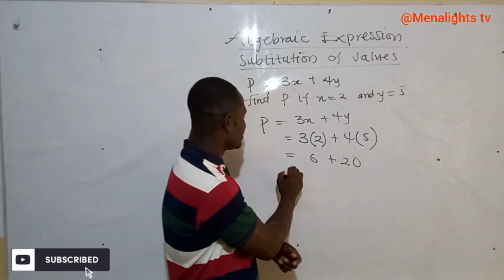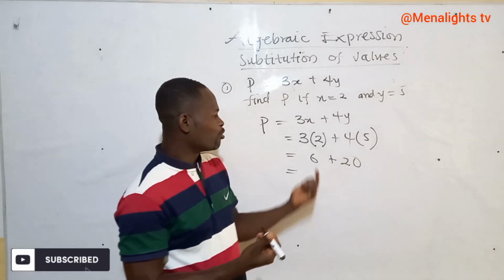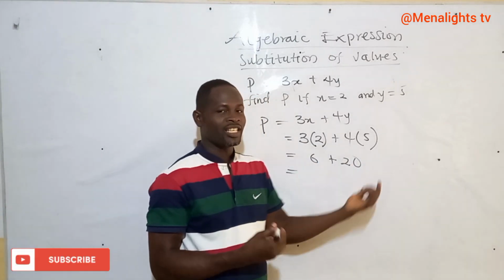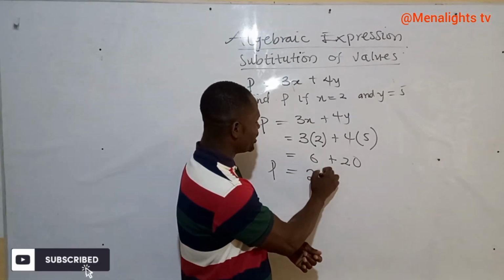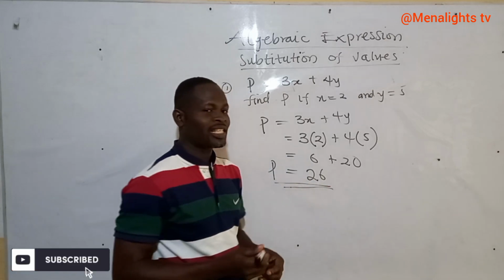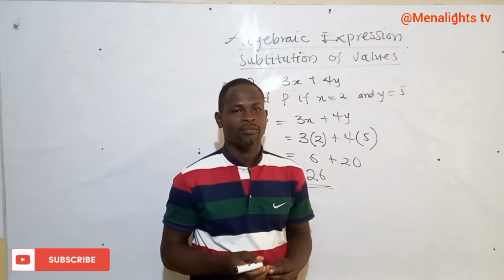So which means our p is equal to 6 plus 20, which will give us what? 26. So that means p is equal to 26. Let's take a look at another example.